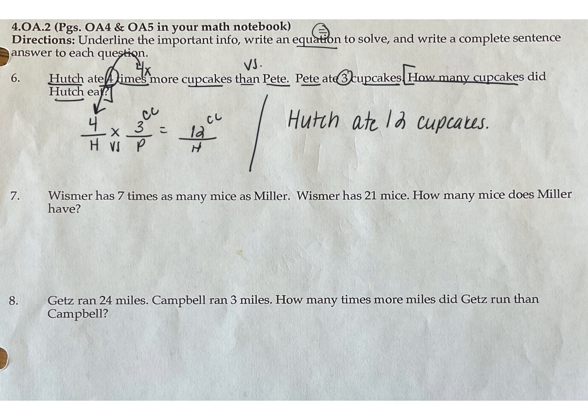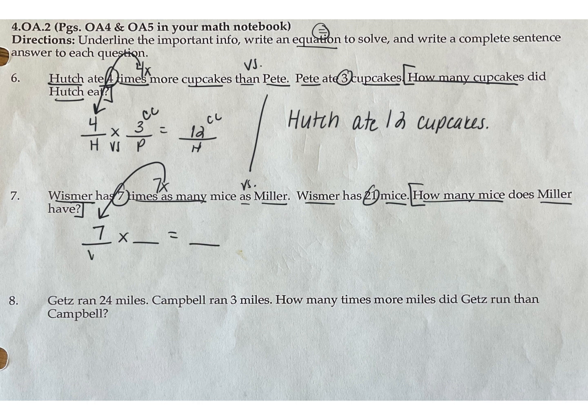Number 7, Wismer has 7 times as many mice as Miller. Wismer has 21 mice. How many mice does Miller have? The first thing we need to do is bracket the question. Wismer has 7 times as many, that's 7 times, as Miller. We're comparing Wismer and Miller. Something times something equals something. How many times goes first? Wismer has 7 times as many as Miller, and we know that Wismer has 21 mice.